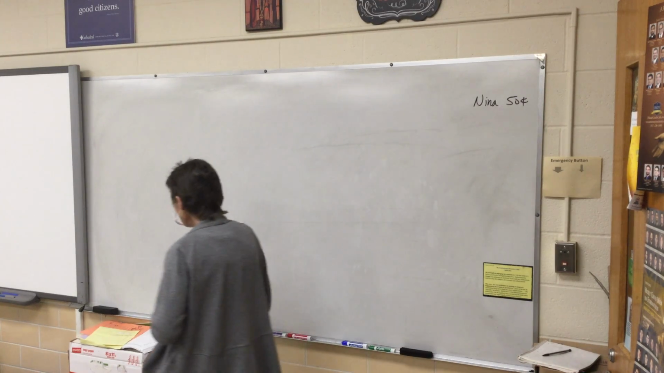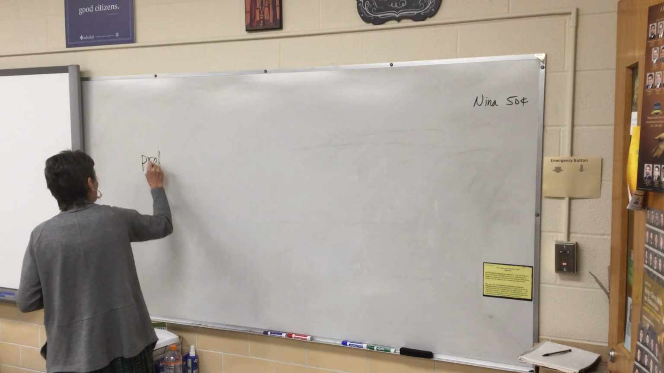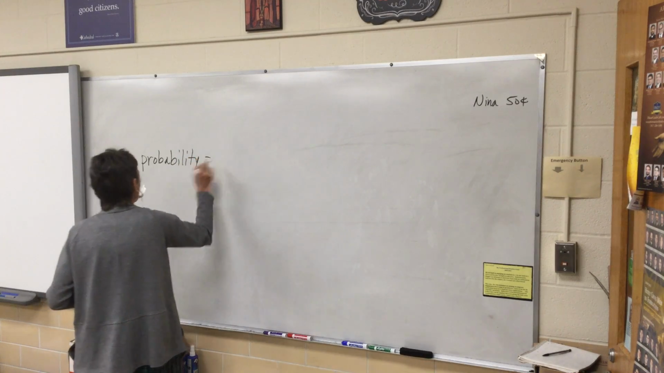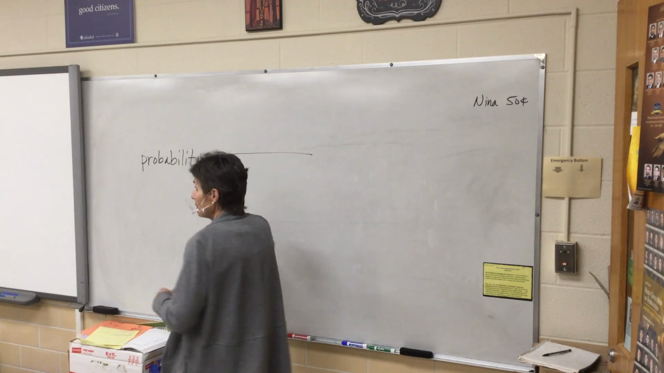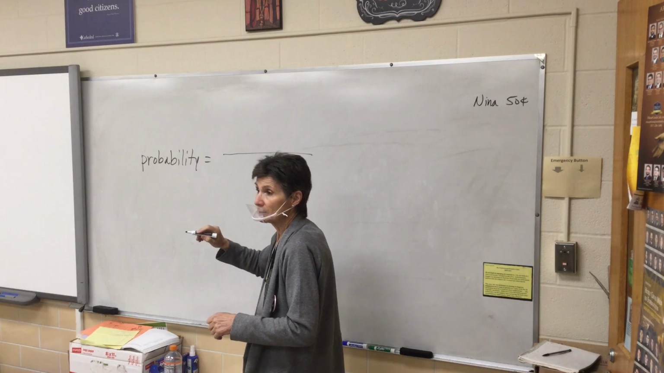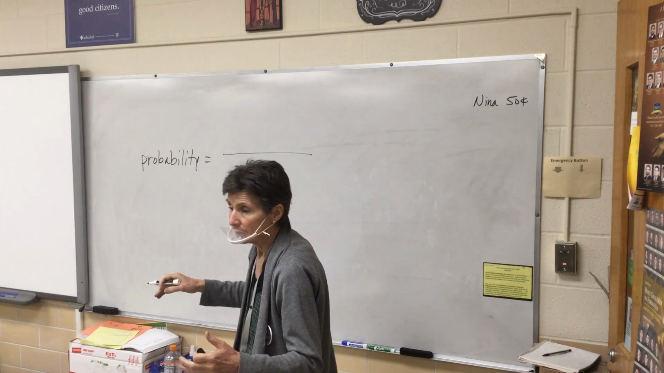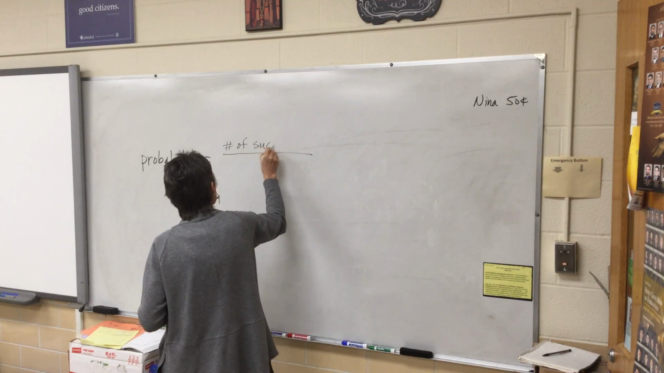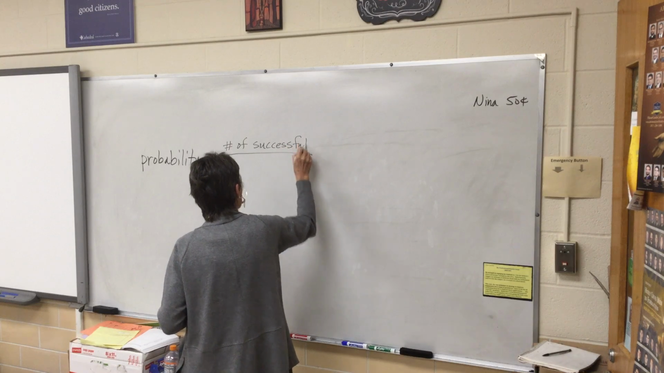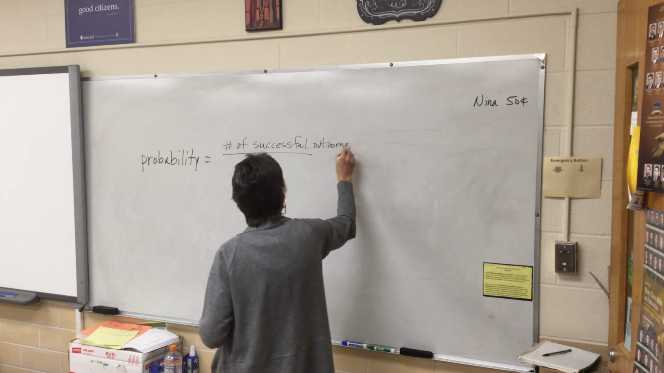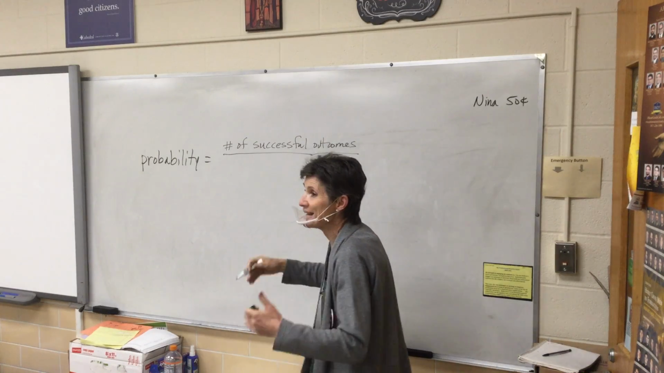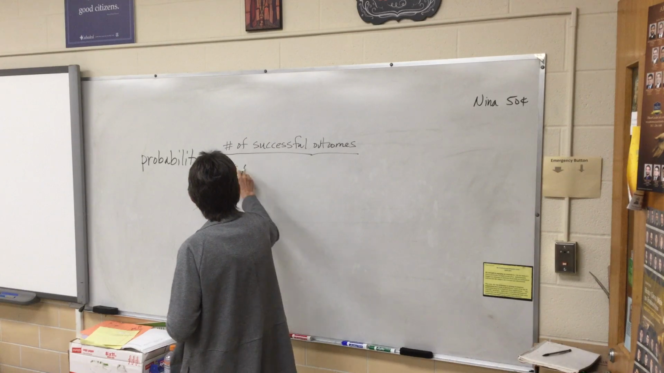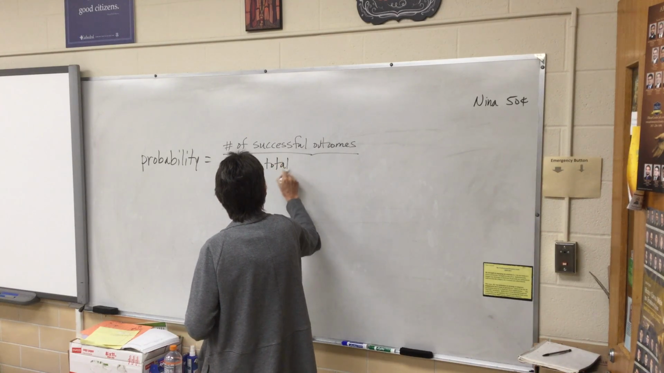So, the definition of probability is a fraction. Probability is always a fraction or a decimal. It's the number of successful outcomes, that is, the number of ways you can get what you want, over the number of total outcomes.